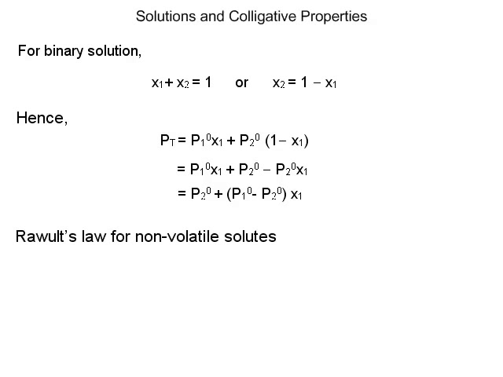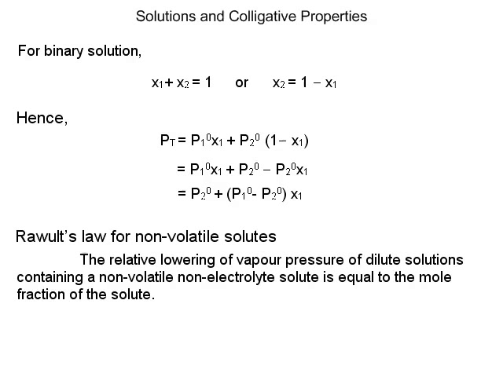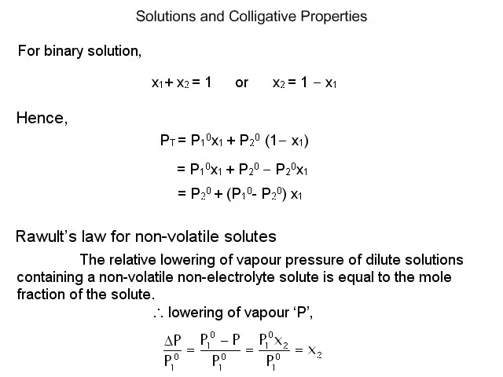Raoult's law for non-volatile solutes. The relative lowering of vapor pressure of dilute solutions containing a non-volatile, non-electrolyte solute is equal to the mole fraction of the solute. Therefore, lowering of vapor pressure ΔP upon P1⁰ is equal to (P1⁰ minus P) upon P1⁰, which is equal to P1⁰x2 upon P1⁰, which is equal to x2.